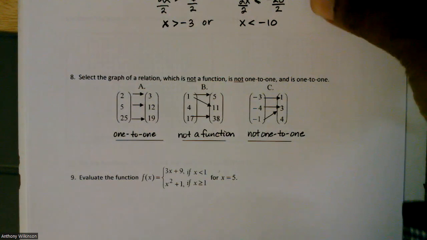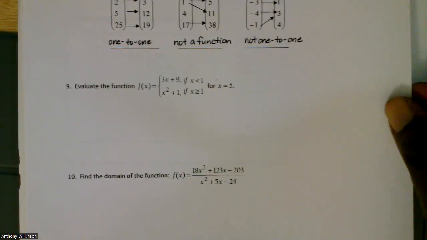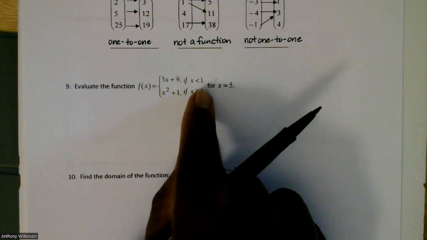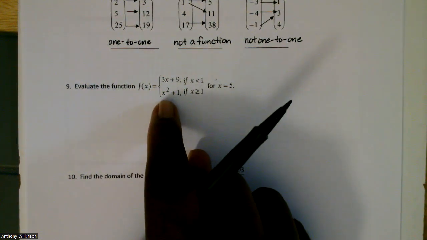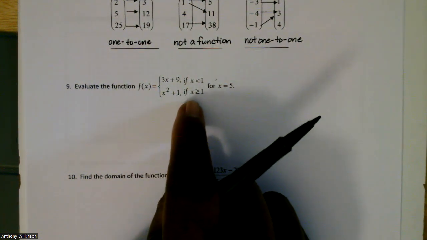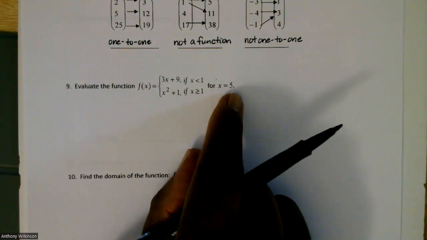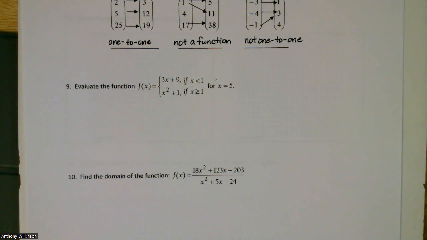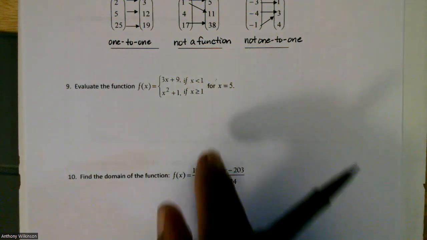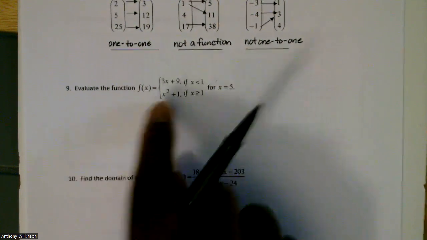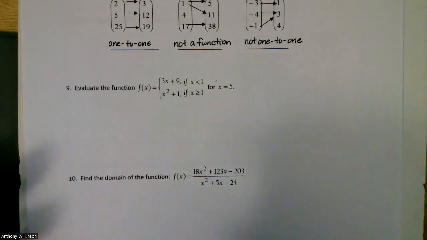Okay, problem number 9 is to evaluate a piecewise function. And in this case, we got f of x is equal to, we only use the 3x plus 9 if your x value is less than 1, or use x squared plus 1 if your x value is greater than or equal to 1. And this will be for x is equal to 5. Well, since x is equal to 5, here I can see that 5 is greater than or equal to 1, so I need to use the x squared plus 1.